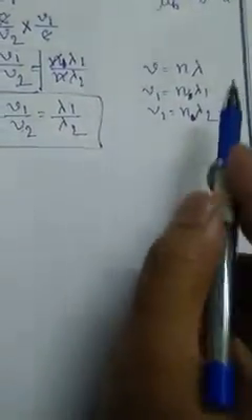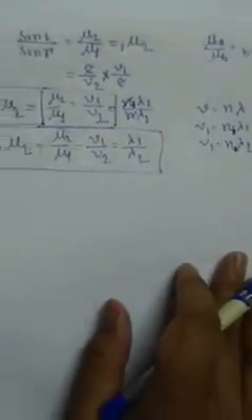What are this lambda 1 and lambda 2? The wavelength of light in medium 1 and medium 2 respectively. Okay, practice some numericals. Today's class is just ending here.